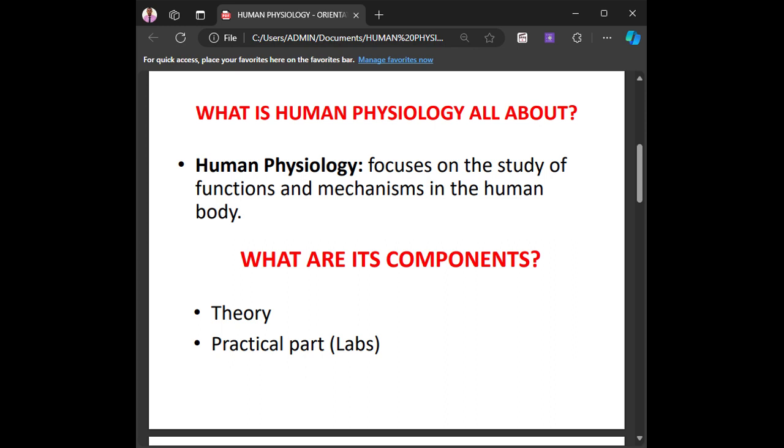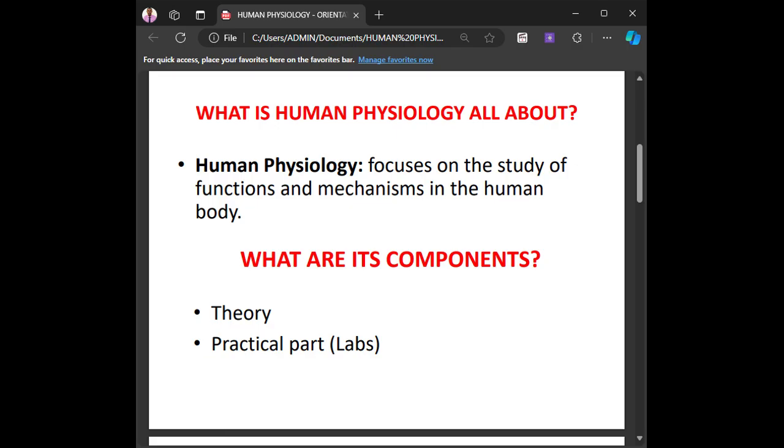But when it comes to physiology, it examines how organs, tissues, as well as cells work together to sustain human life, to maintain homeostasis, and to respond to internal and external stimuli. So human physiology investigates how these organs, tissues, and cells carry out all their processes.